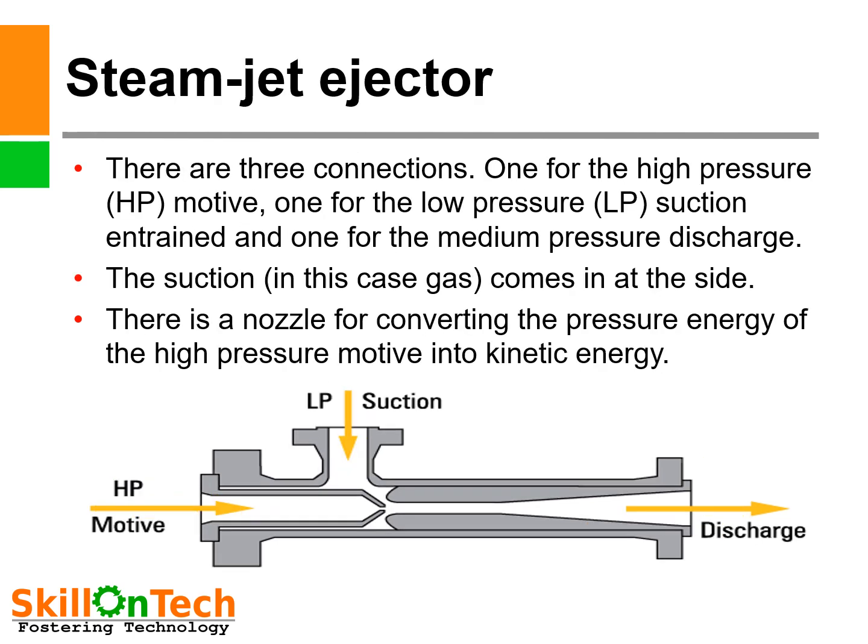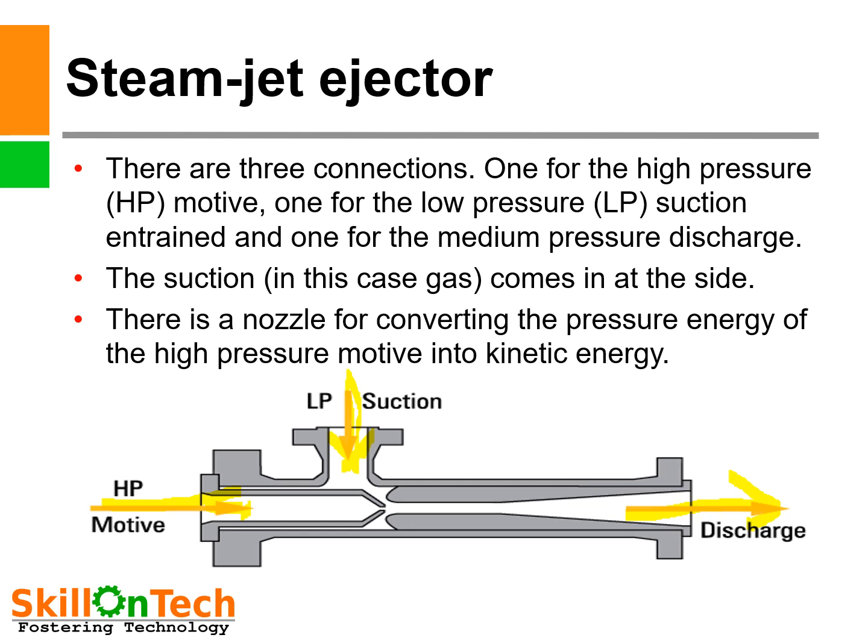Steam jet ejector. There are three connections. One for the high pressure HP motive gas, and one for the low pressure LP suction entrant, and one for the medium pressure discharge. This is the discharge. The suction gas in this case comes in at the side, from this side.